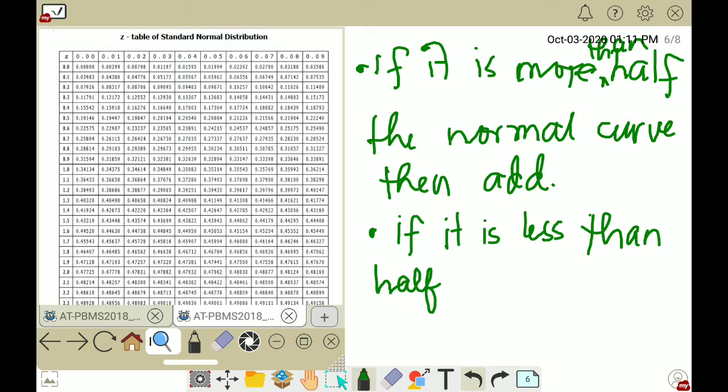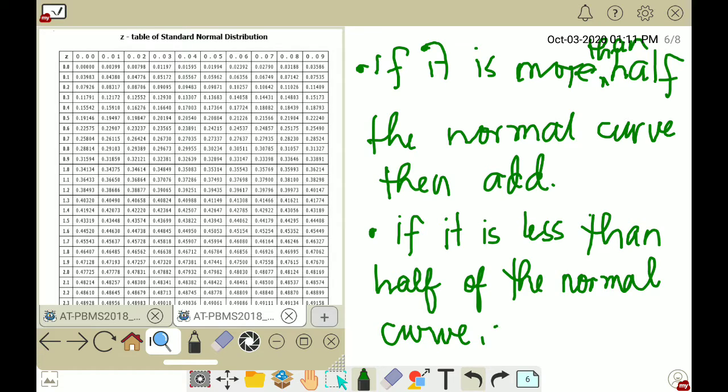Half of the normal curve minus. Again, this is only applicable for the area which indicates to the left and also to the right.